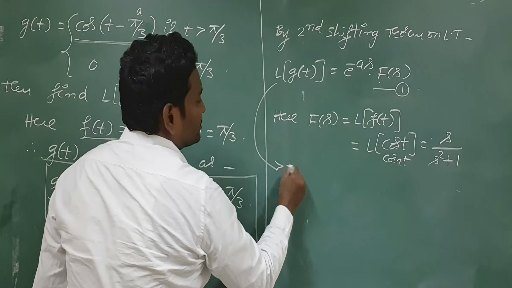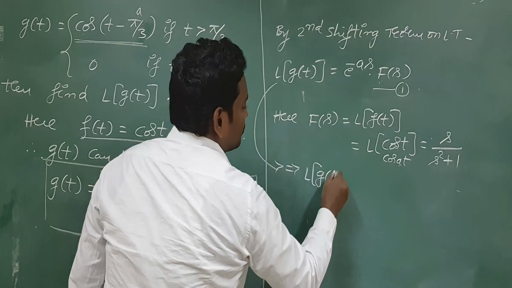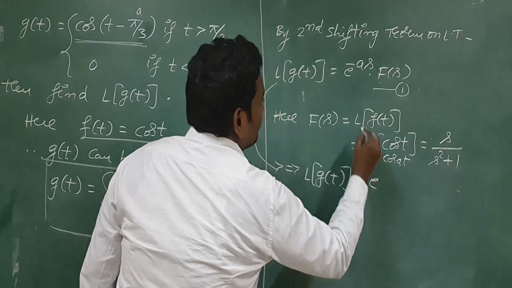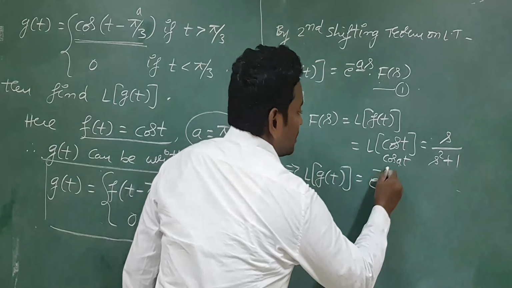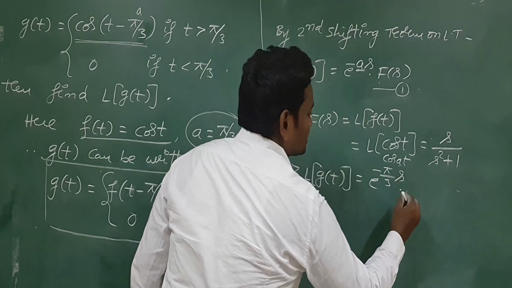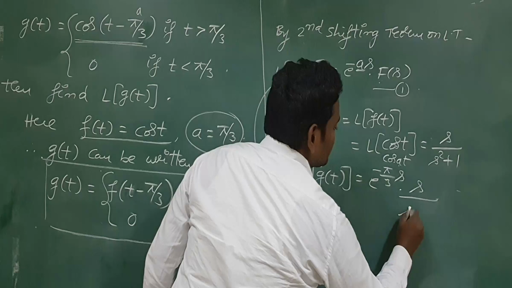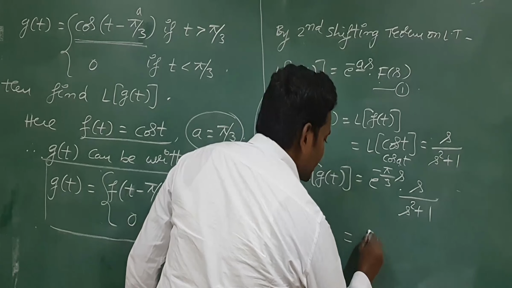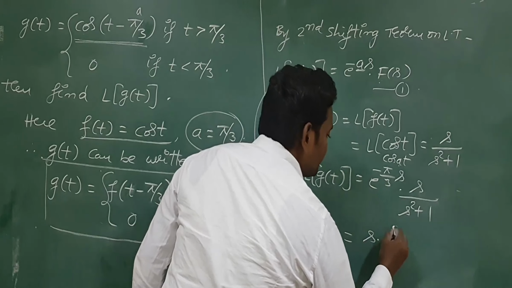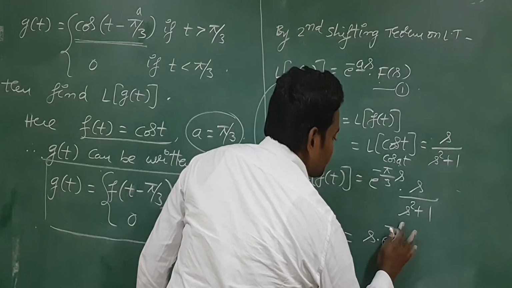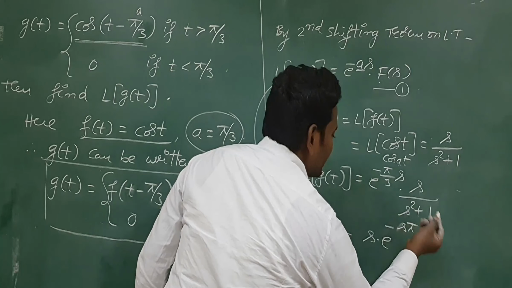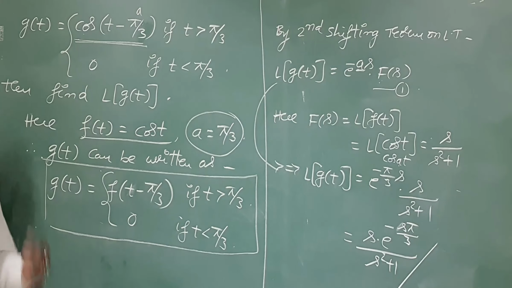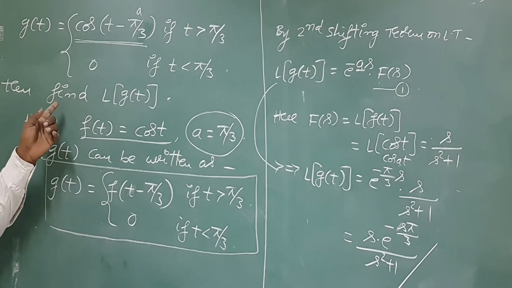So according to this equation, L of g of t is equal to e power minus a s. What is the a value? A value is pi by 3. So e power minus pi by 3 into s, into f of s, which is s by s square plus 1. So I will write this as s into e power minus pi s by 3, divided by s square plus 1. In this way we can easily find the Laplace transformation of the given function g of t.